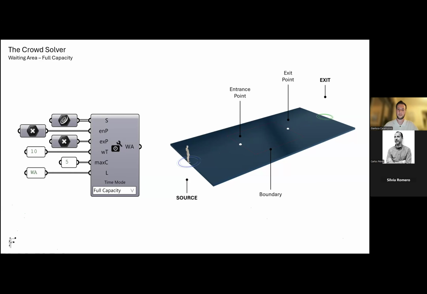For the full capacity, instead, there is a new input here, which is maximum capacity. The time will start only if the maximum capacity is reached. So now, for example, when the five agents are inside the waiting area, the time will start, and after 10 seconds, the agents will be free to go.